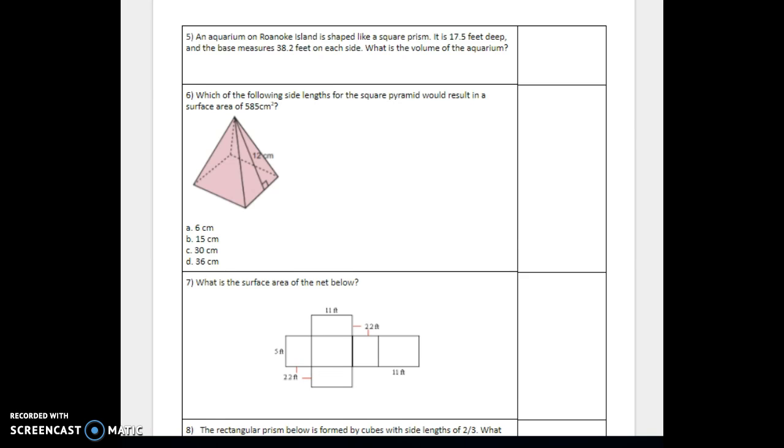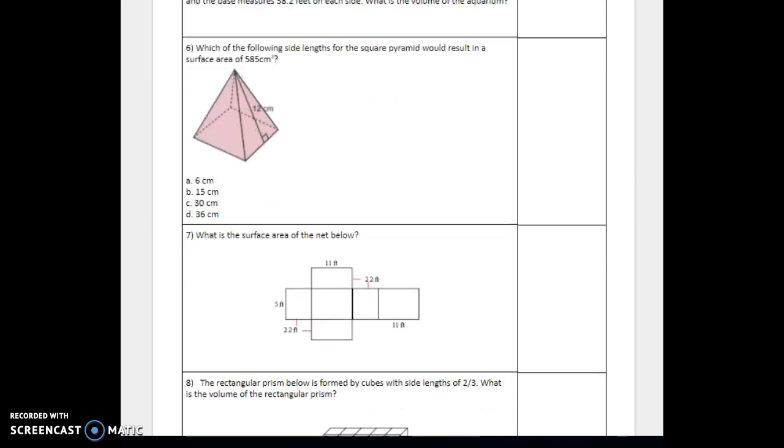Question 6. Which of the following side lengths for the square pyramid would result in a surface area of 585 square centimeters? A. 6 centimeters. B. 15 centimeters. C. 30 centimeters. D. 36 centimeters. Question 7. What is the surface area of the net below?